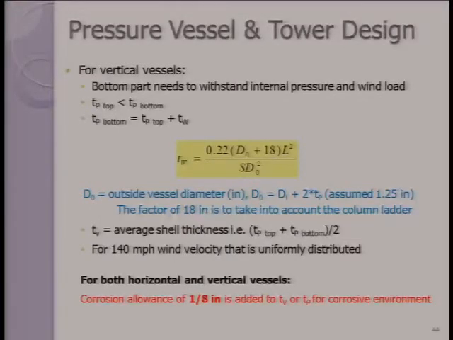So in these equations, the only unknown will be the T wind, the TW. The equation for TW is shown here. DO is the external diameter. So what is DO? It will be the inner diameter plus 2 times the shell thickness. However, in this equation, the shell thickness is always assumed to be equal to 1.25 inch. So DO is always equal to DI plus 2.5 inch, for this equation.